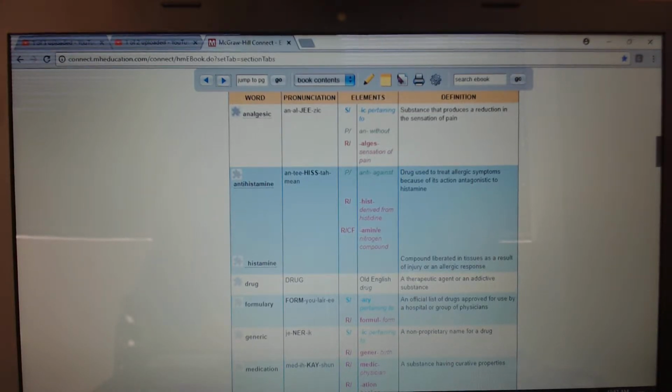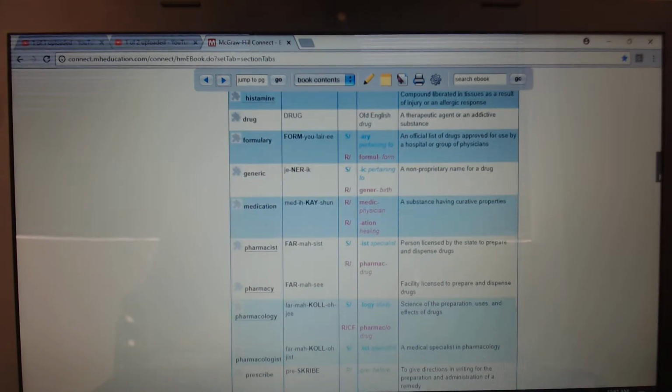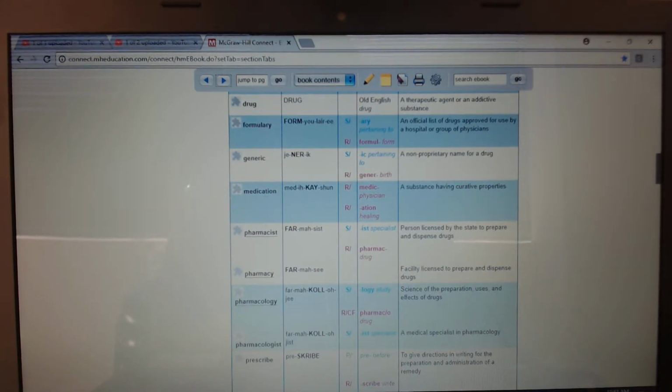Formulary, formule means form, and it's an official list of drugs approved for use in a hospital by a group of physicians. Generic, gener means birth, a non-proprietary name for a drug. Medication, medic means physician. Ation means healing, a substance having curative properties. Pharmacist, pharmac means drug. A pharmacist would be a person licensed by the state to prepare and dispense drugs. A pharmacy is a facility licensed to prepare and dispense drugs.